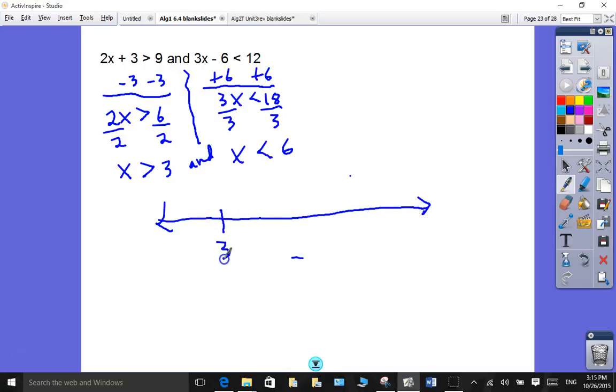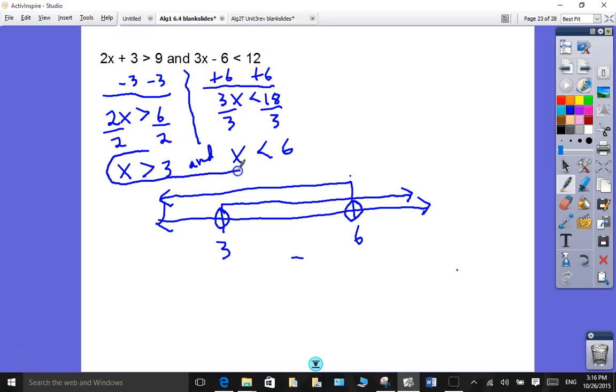So here's my 3 on the left and my 6 on the right. Both of them are open circles. x greater than 3 means open circle on 3, shade to the right. x less than 6 means open circle on 6, shade to the left. Now I've got to indicate where the solution of this compound inequality is. Is it the whole number line? And the answer is no. Because it's an "and," it's only the part of the graph where both of those graphs overlap. And they overlap between 3 and 6.